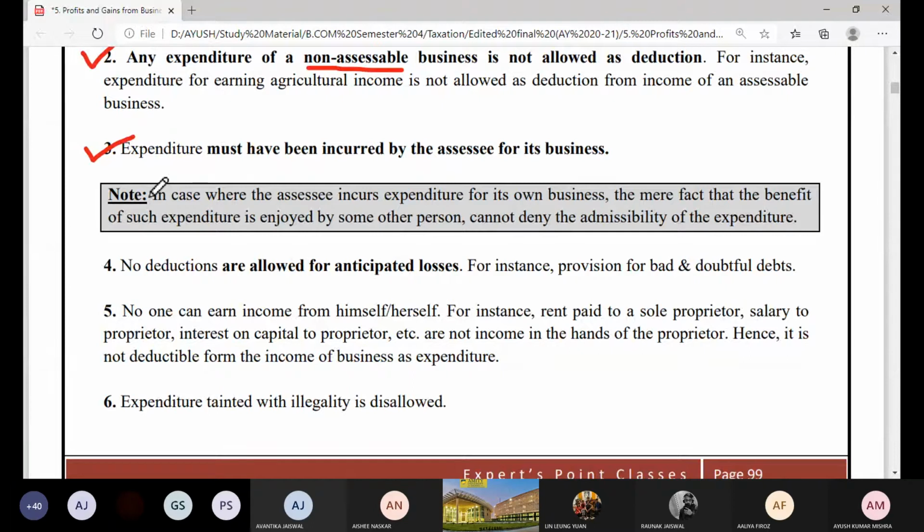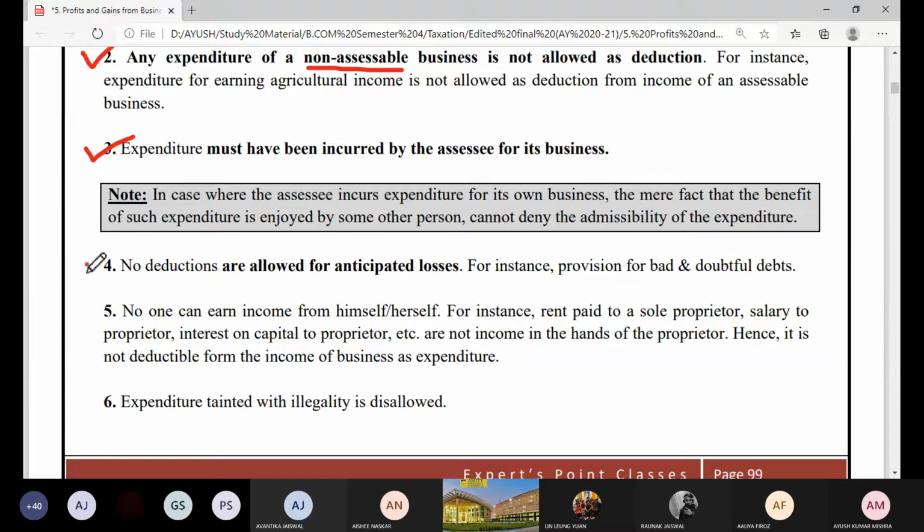Now, as the expenditure was a revenue expenditure, you cannot say that the car is being used by the general manager for his personal purpose, so it cannot be allowed as deduction. You need to check whether such expenditure is for the business purpose or not. If it is, then it shall be allowed as deduction under the expense head.